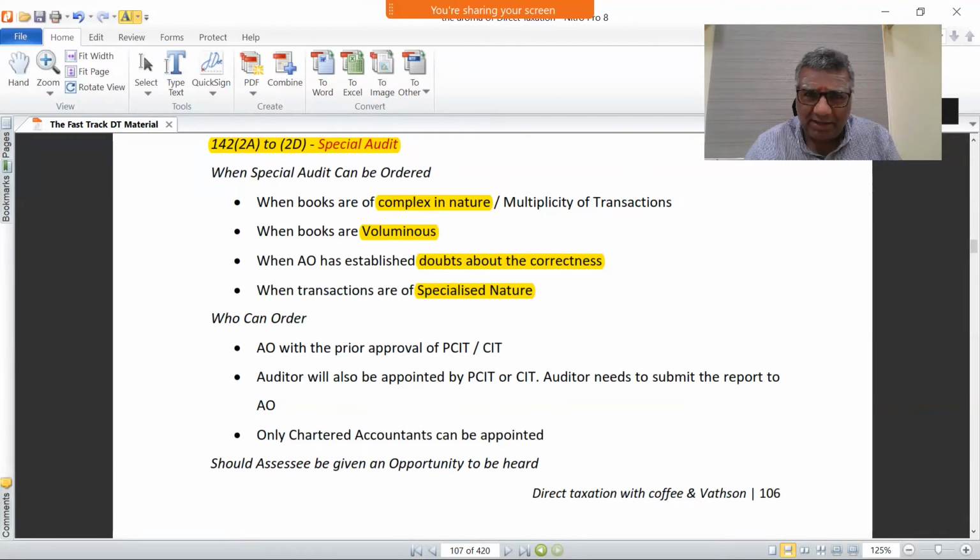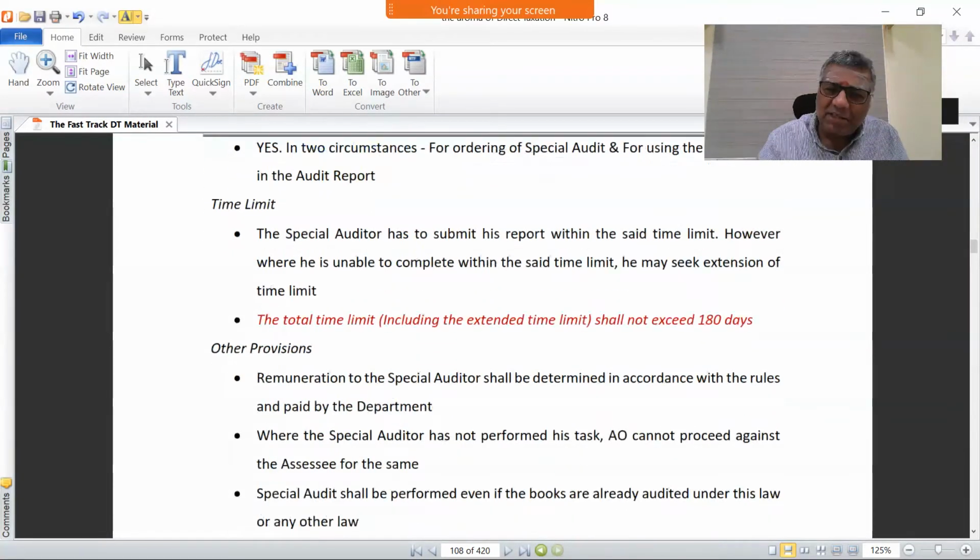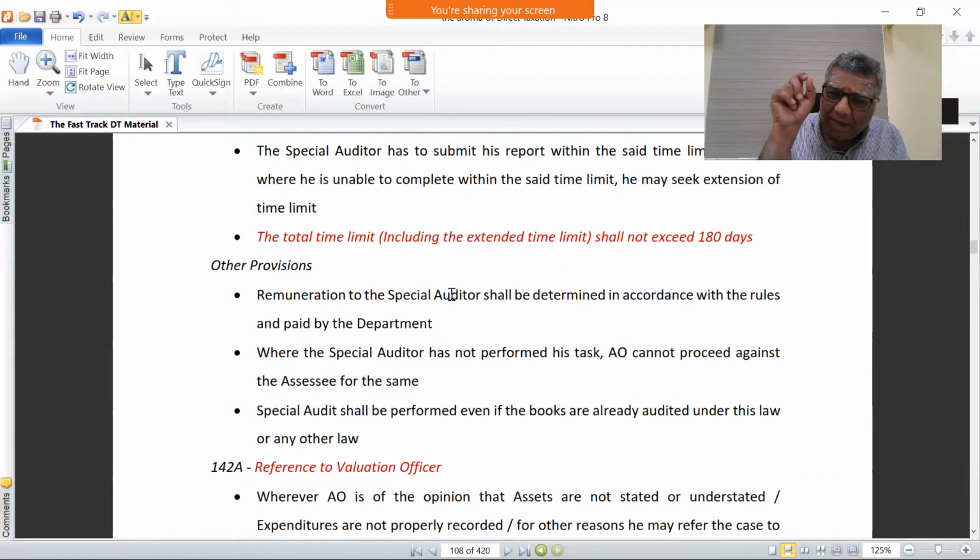Should the assessee be given the principle of natural justice? Yes. I should tell the assessee why I am appointing an auditor. And I should also tell the assessee, look, the auditor has submitted the report, I am going to use it. Okay? In two circumstances, for ordering audit and for using information, show cause notice will be issued. That is principle of natural justice, and the auditor has to complete within 180 days. Auditor's remuneration is paid only by the department. Okay?